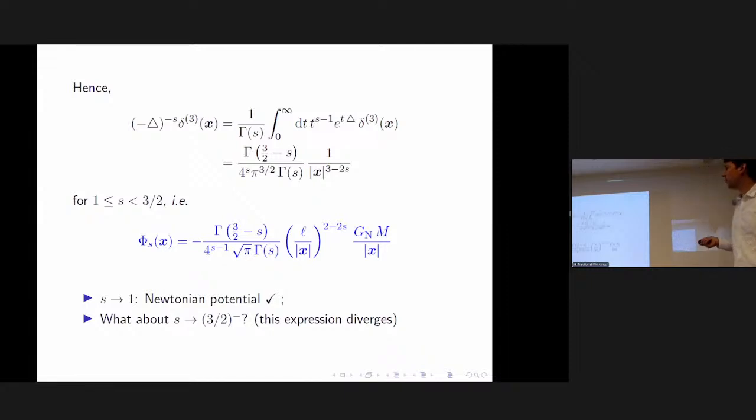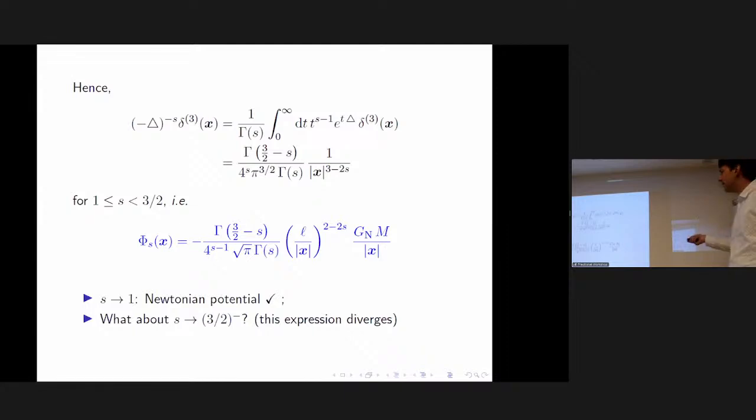Therefore, the general solution for the point-like source for s between 0 and 3/2 is given by this expression here. And of course, one can check that if we take s to 1, we recover the standard Newtonian potential. But now it's natural to ask what happens if we take the limit for s approaching the upper limit of our boundary for s.